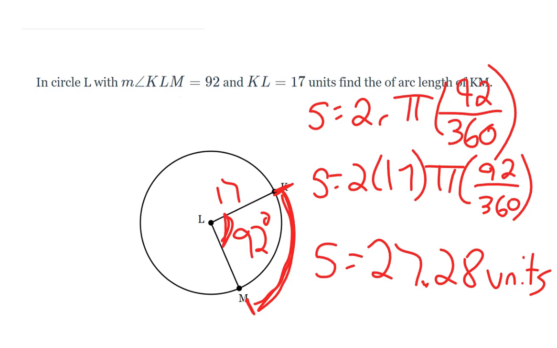And now, since I just have a linear measurement, a straight line measurement, it's just going to be units and not units squared. So that's the difference between our sector area, which is going to be an area of the circle, and our sector length, or our arc length, which is just going to be a length of the circle.